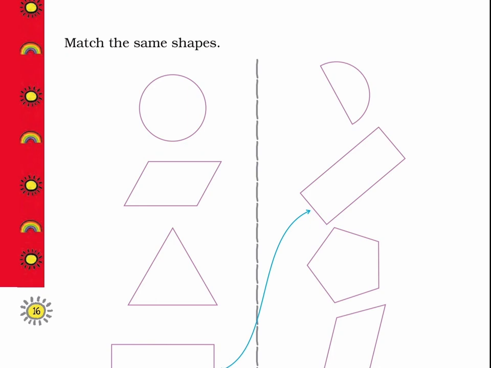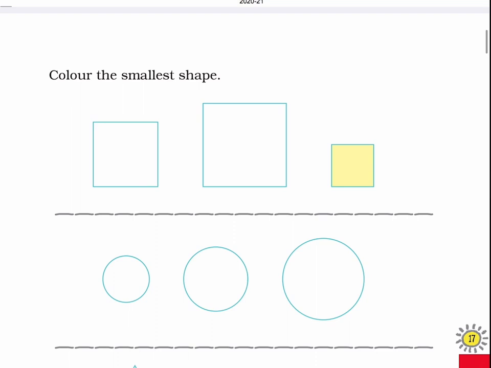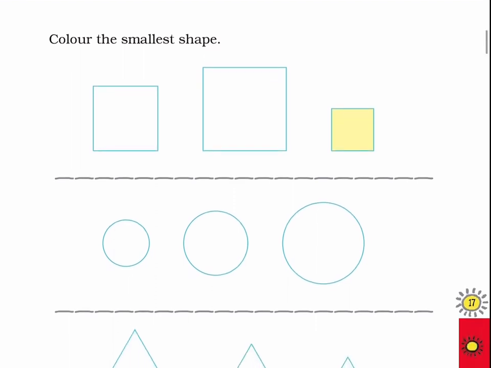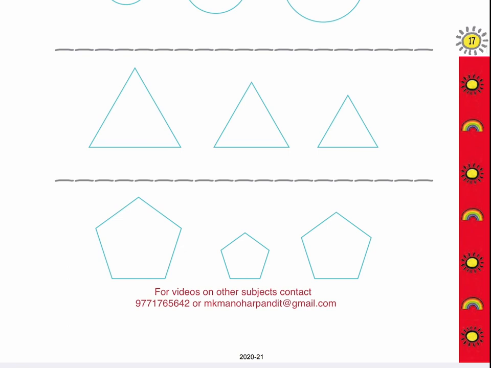Page 17. This page is divided into 4 parts. Each part has pictures of different shapes and sizes. Question on this page is, color the smallest shape. Picture 1 shows 3 squares of different sizes. Picture 2 shows 3 circles or rounds of different sizes. Picture 3 shows 3 triangles of different sizes. Picture 4 shows 3 pentagons of different sizes. Question on this page. Color the smallest shape.